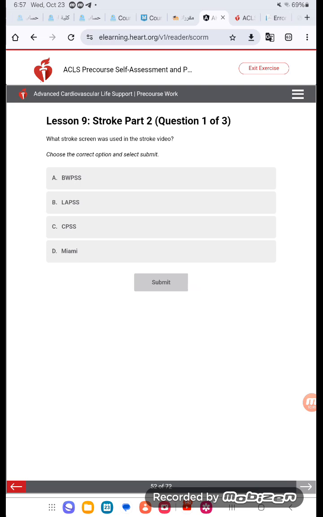What stroke screening was used in the video?